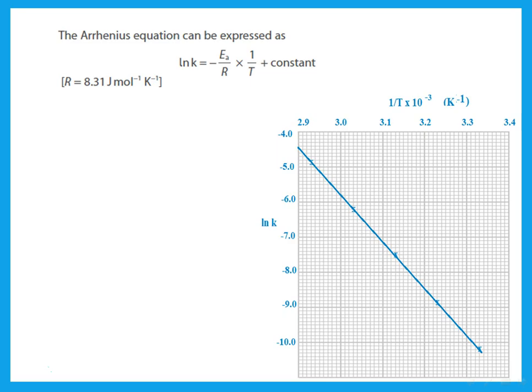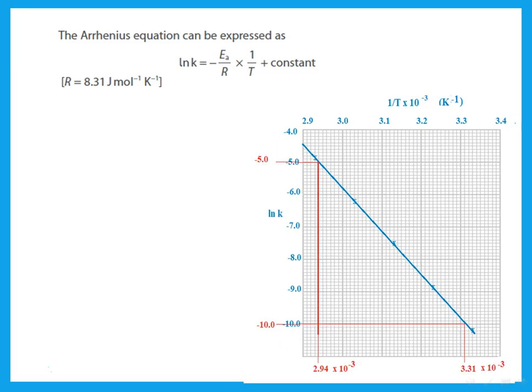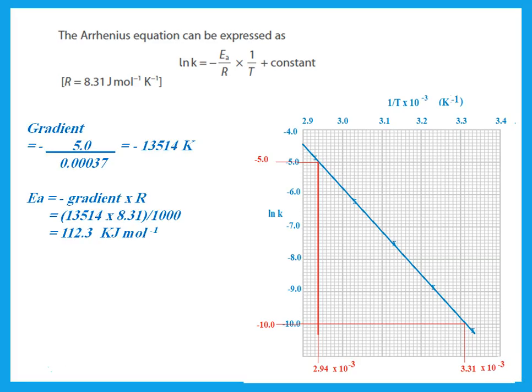If we draw the graph for that table, and then we get the gradient, and we should know that the gradient is a negative value. Activation energy would then be negative of that gradient times R. Divide by 1000 will give me the value of activation energy in kilojoule per mole.